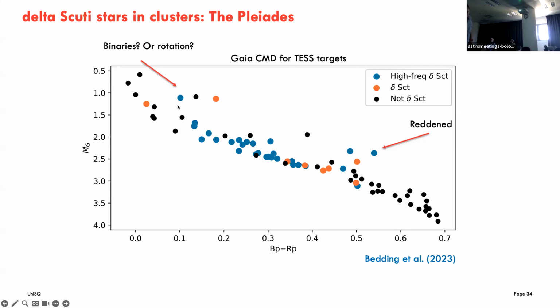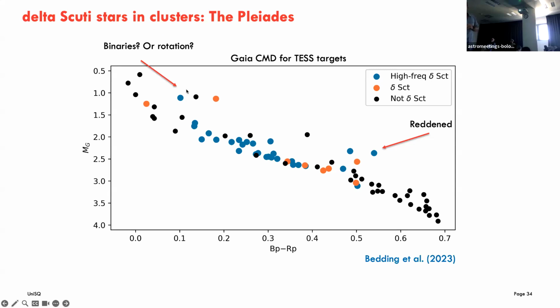There are also delta Scuti stars up here, which could be binaries, and that's why they sit above the sequence, or it could be due to rapid rotation, because rotation, as I said, makes a star oblate, changes the observed temperature and luminosity. It pushes stars upwards and/or right in the color magnitude diagram.